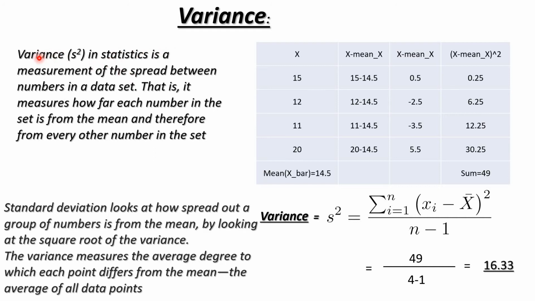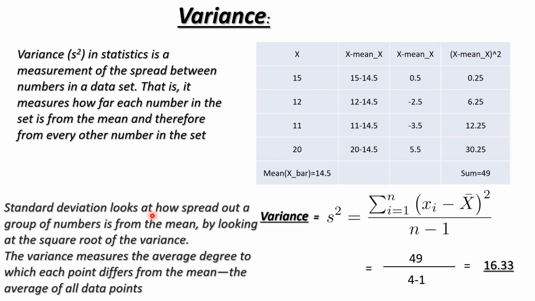Okay, now variance, s square, in statistics is a measurement of spread between numbers in a data set, right? This also tells us the difference of the data points, each of the data points, how far from your mean, how they spread out from your mean. Okay, but there is a little bit of difference between the standard deviation and variance. I will explain, guys. It measures how far each of the numbers in the set is from the mean. It tells us how far each of the data points is from the mean value that you have calculated with your data set, right?